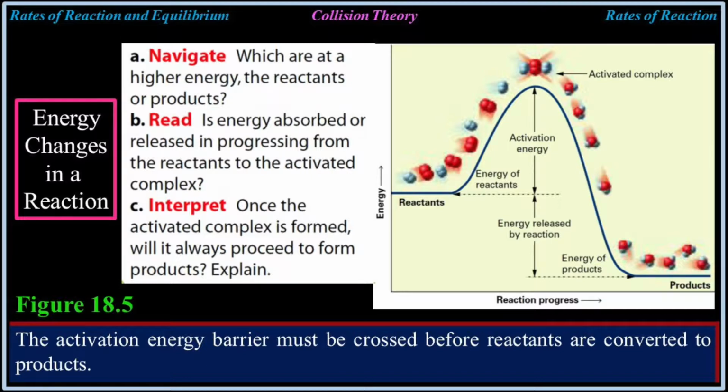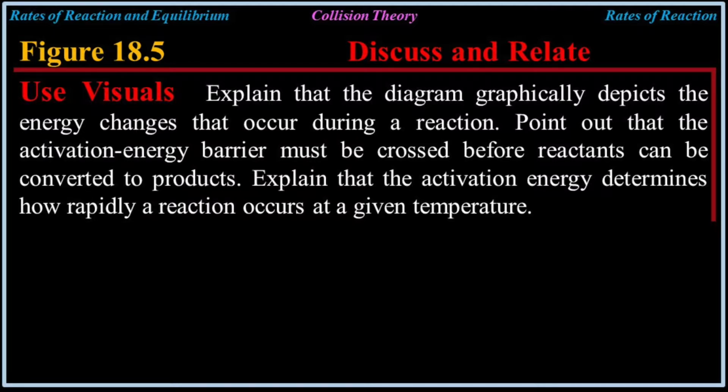In some of the slides to come, the questions will be answered that are part of the graph. Figure 18.5, explain that the diagram graphically depicts the energy changes that occur during a reaction. Point out that the activation energy barrier must be crossed before reactants can be converted to products. Explain that the activation energy determines how rapidly a reaction occurs at a given temperature.